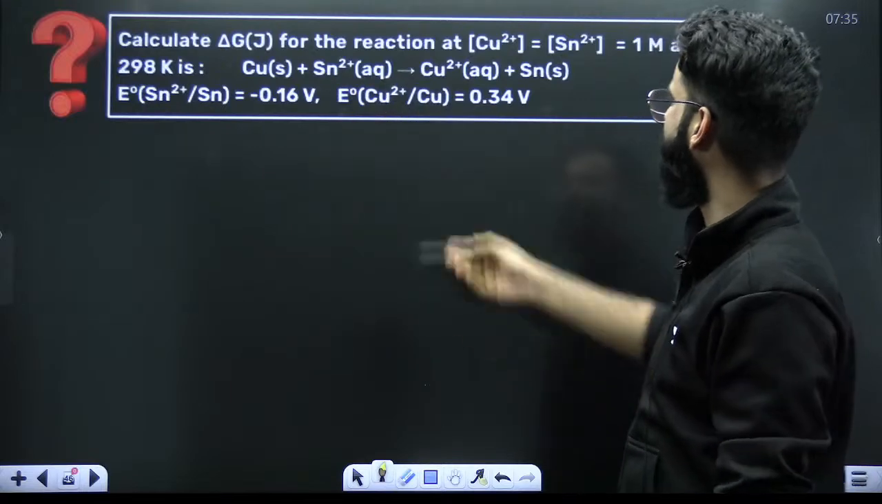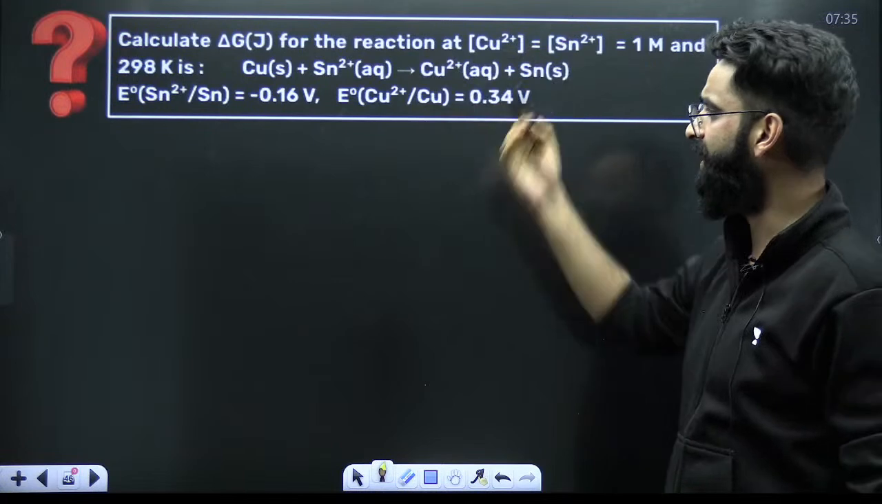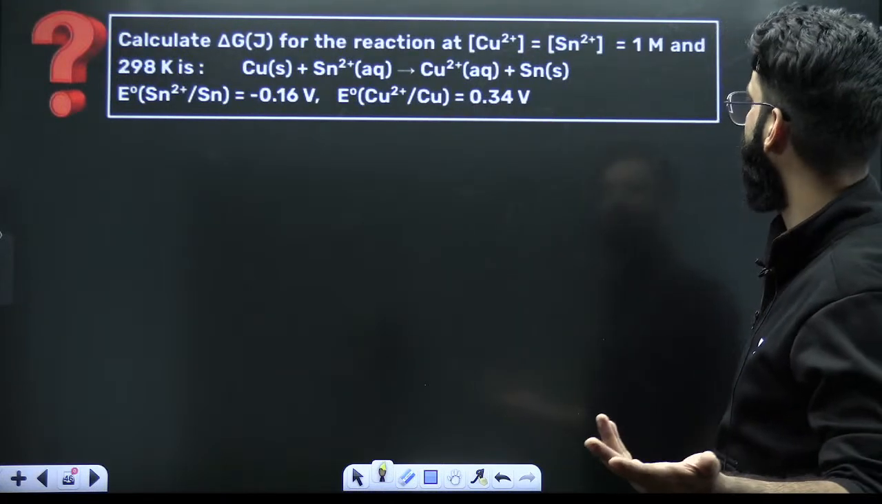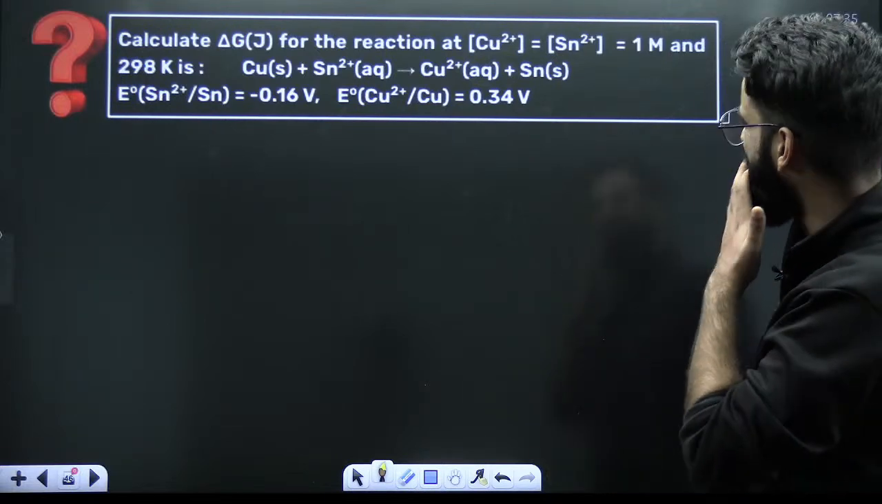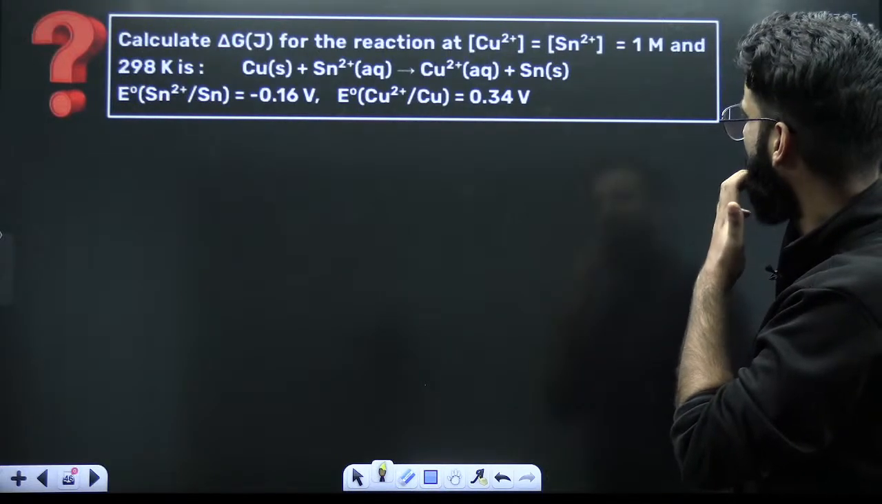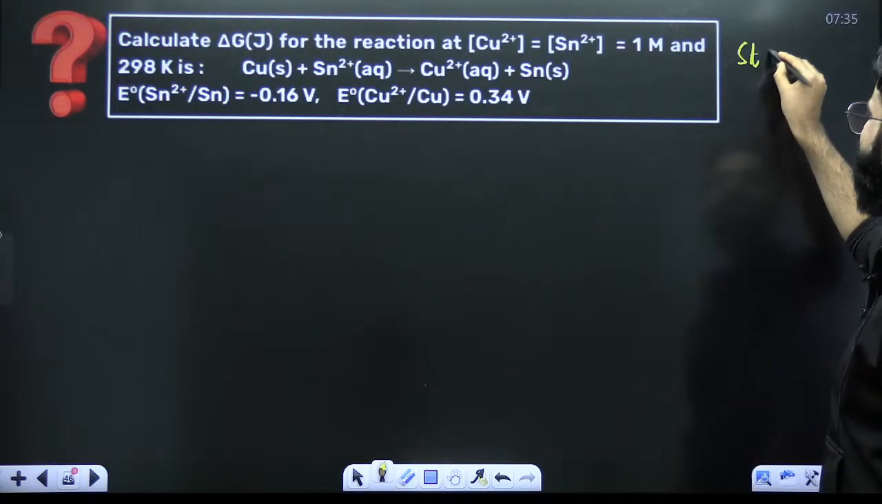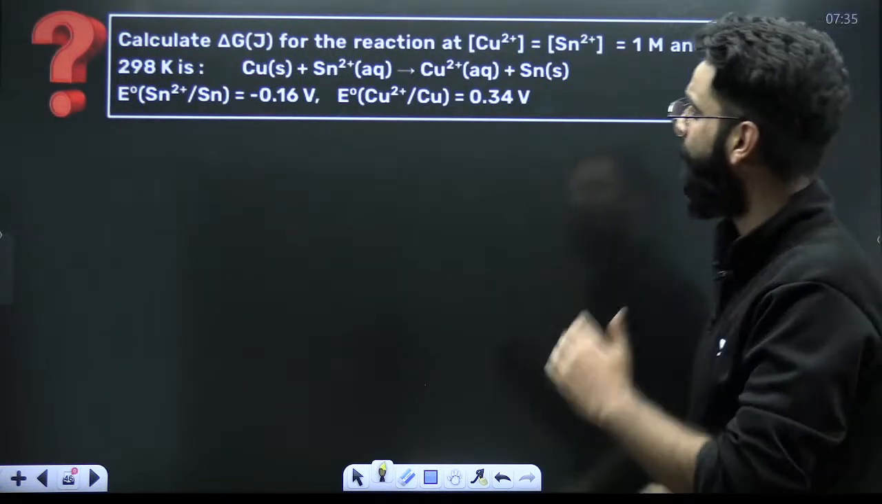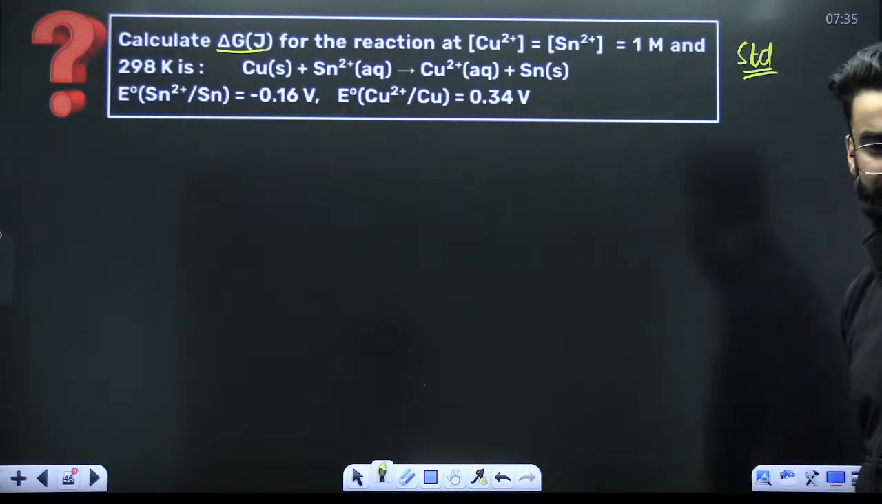Calculate delta G for the reaction when concentration of every ion is 1 molar, temperature is 298 Kelvin. So guys, one thing you have to agree here: if concentration is 1 molar, temperature is 298 Kelvin, believe the pressure is 1 bar. That means the conditions given to us are standard conditions. So we have to calculate delta G under standard conditions.